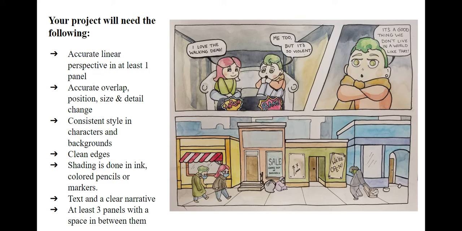Size and detail change happens between the buildings in the front on the bottom panel and the ones in the back. Those are farther away, so I didn't have details on them. There's a consistent style in characters and backgrounds. I'm not going to be super picky about this one, especially since cartooning is not something I'm particularly good at. What I want to see though is that you have a style you're aiming for. So if you're doing a cutie pie thing like this, you probably shouldn't have a super dramatic, really realistic background. Those two things don't really work well together. So just think about the overall style. Do some research, find some things you can base yours on.